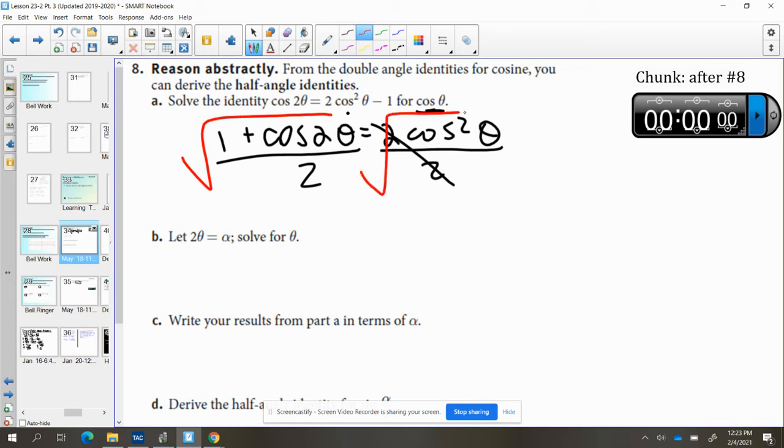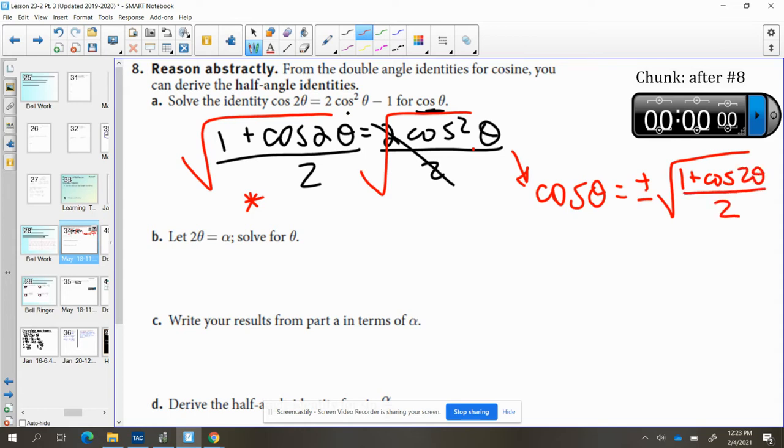Now the cosine of theta is alone, and we have positive or negative square root of 1 plus cosine of 2 theta, all divided by 2. Where does the half-angle portion come in? Here's the second part. Let 2 theta equal alpha, and isolate theta: if we divide both sides by 2, we get alpha divided by 2.